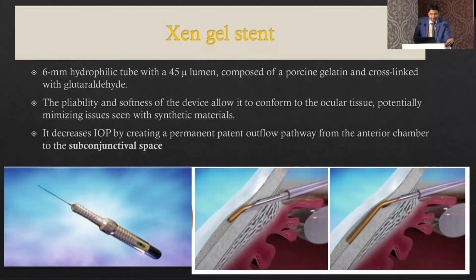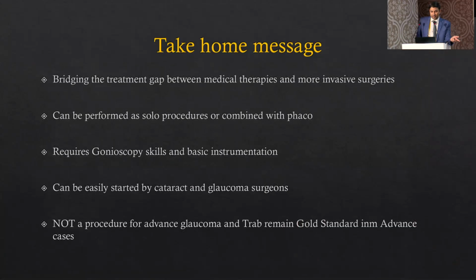Then the Zen implant came. It was very promising because it was draining into the subconjunctival space. There was no opening of conjunctiva. It was loaded from the angle into the subconjunctival space, and it has a perfect lumen of 45 micron, but it also failed. I personally feel all this fails because the subconjunctival space is not a potential space, and the body tries to heal everything, and once it heals, they tend to fail.